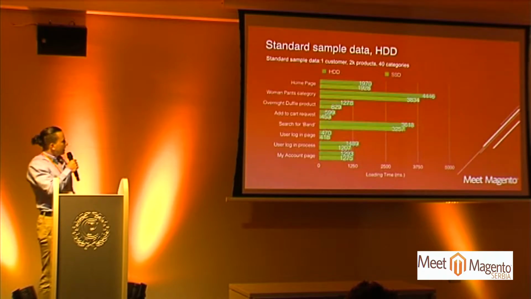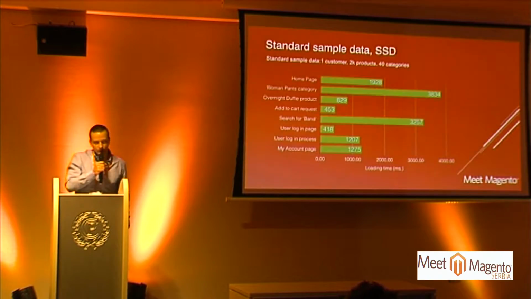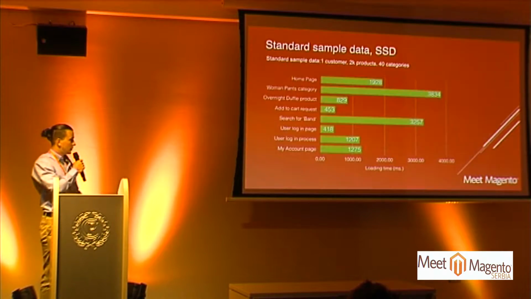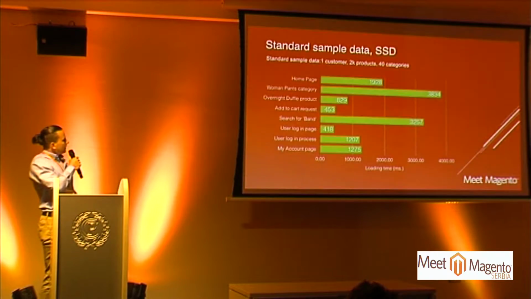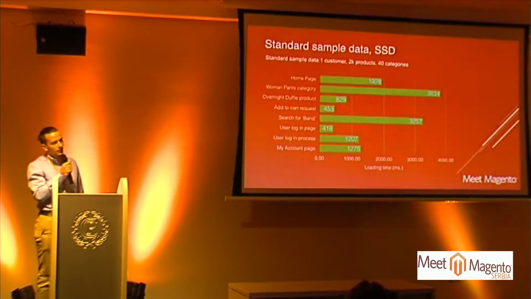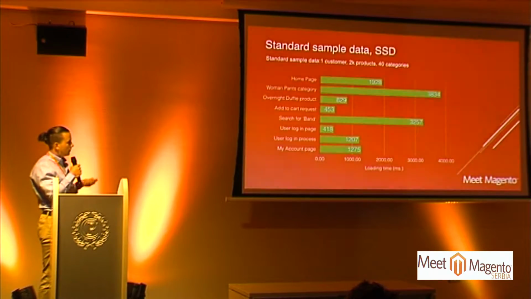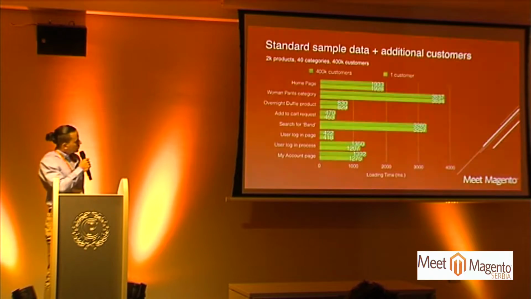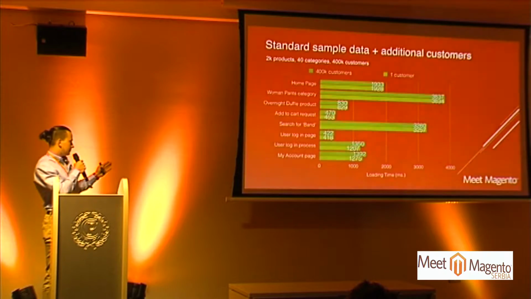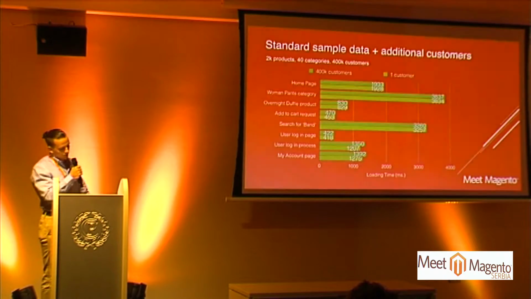Okay, let's forget about HDD. We live in 2016 and have even Magento 2 and PHP 7 released, so let's stick with more modern technologies. On the next step, we will generate more customers just to check how a big amount of customers affects the overall Magento performance, and we generated 400,000 customers. As you can see, the performance almost on all pages stays the same, except the last, let's say, three pages that are directly connected to operations with customer tables.